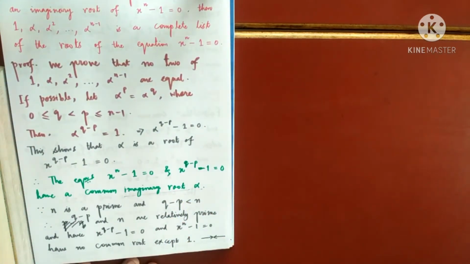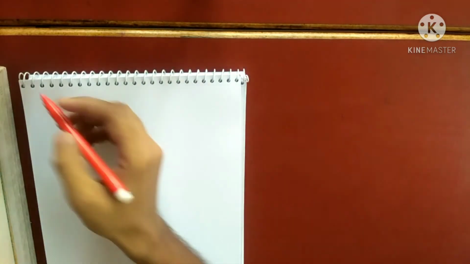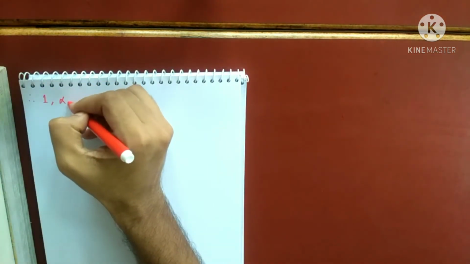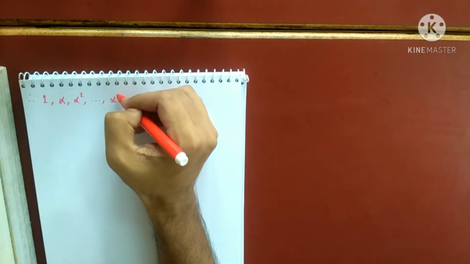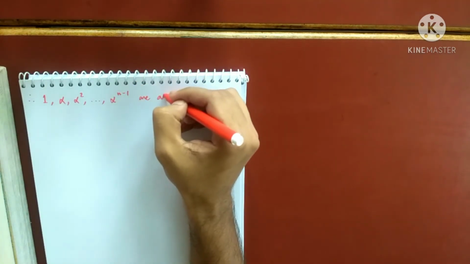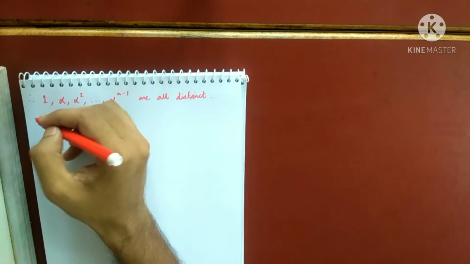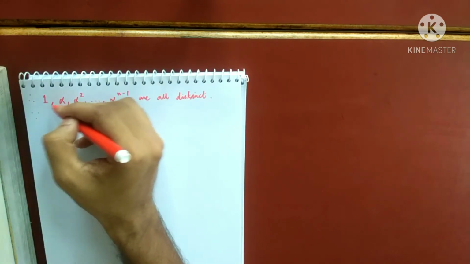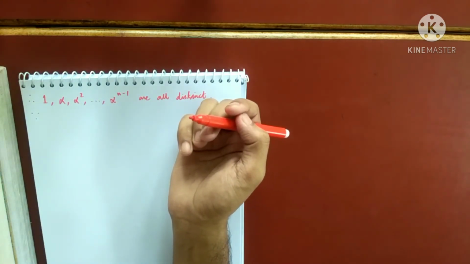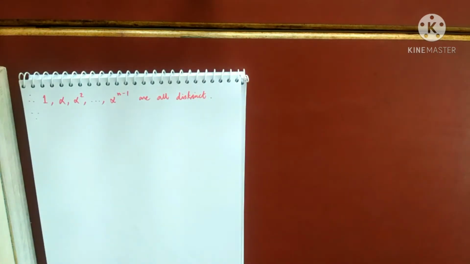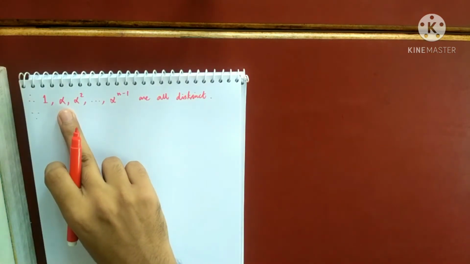If you want to ask anything, feel free to ask. The proof is almost done. So therefore 1, alpha, alpha square, up to alpha to the power n minus 1 are all distinct. So that I have proved. Now each one of them is a root. I already explained why, because we have done in theorem 1. So by theorem 1, if you take any root of the equation x to the power n minus 1 equals 0, any power of that root is again a root. So because alpha is a root of that equation, any power of alpha is again a root.